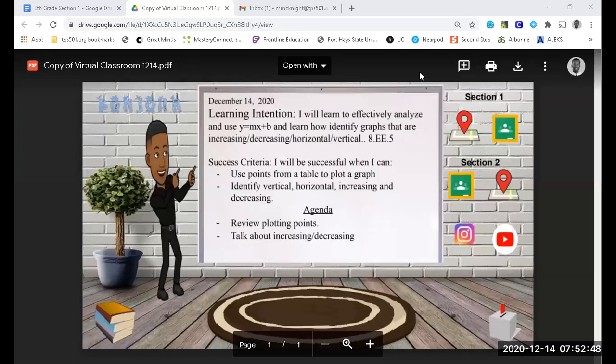I'm going to repeat what I just said. Our learning intention for today is to effectively analyze and use the y equals mx plus b equation, but also identify when graphs are increasing, decreasing, horizontal, or vertical. We're looking at standard 8.EE.5, which says that I will be successful when I can use points from a table to plot a graph and also identify if it's vertical, horizontal, increasing, or decreasing.